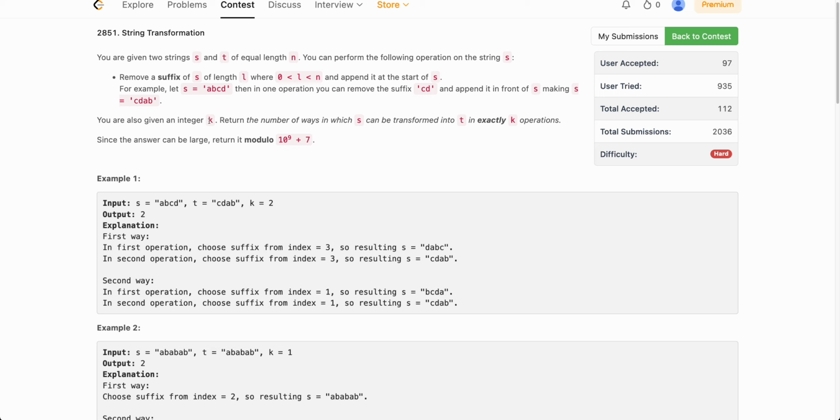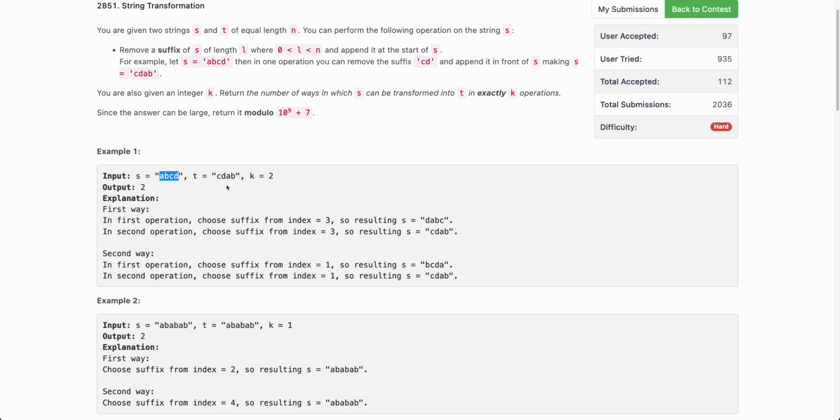You are also given an integer k and you have to return the number of ways in which s can be transformed into t in exactly k operations. So you have to perform k operations, that is you have to select a suffix of positive length and append it to the front exactly k number of times, and finally you have to arrive at t. As there are multiple possible ways to achieve t from s, you have to return the number of ways to do that. As the number of ways can be huge, you have to return its modulus 10 to the power 9 plus 7.